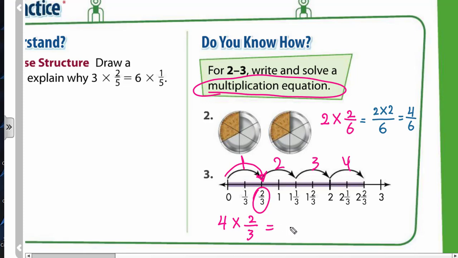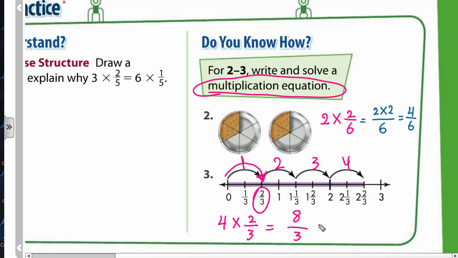So the denominator stays as it is, and just multiply 4 by 2. 4 times 2 equals 8. Excellent, thank you, my hero. So it's 8/3. And I now need someone to help me convert this one to a mixed number. Can anyone help me?